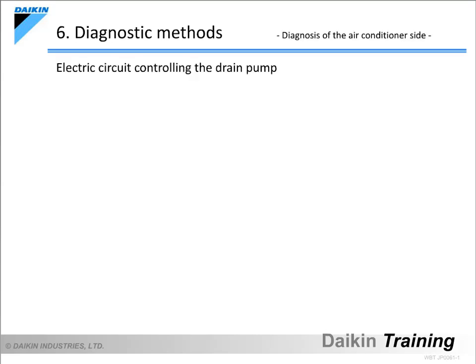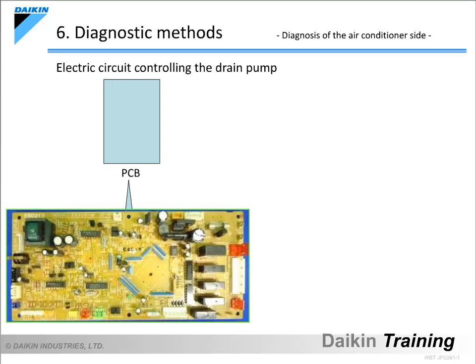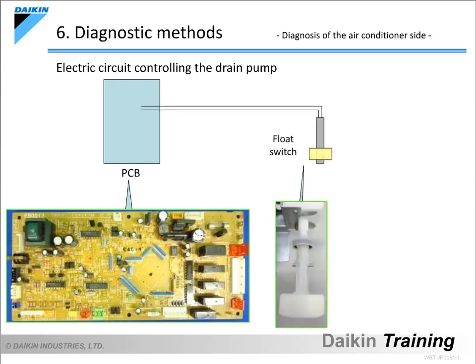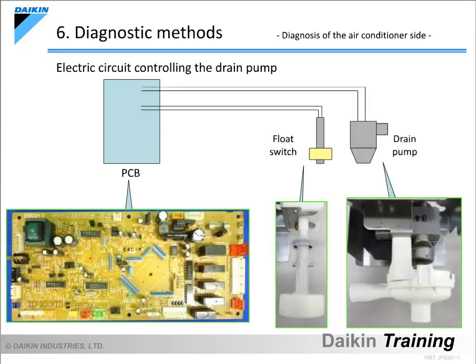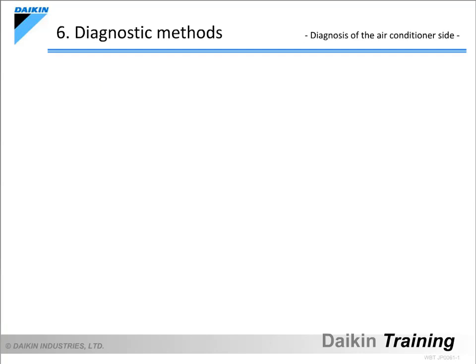Let's now take a look at the diagnosis of the air conditioner side. The electric circuit controlling the drain pump involves the PCB, float switch, and drain pump. We will now go through the details and diagnosis of each. Let's take a look at the PCB first.